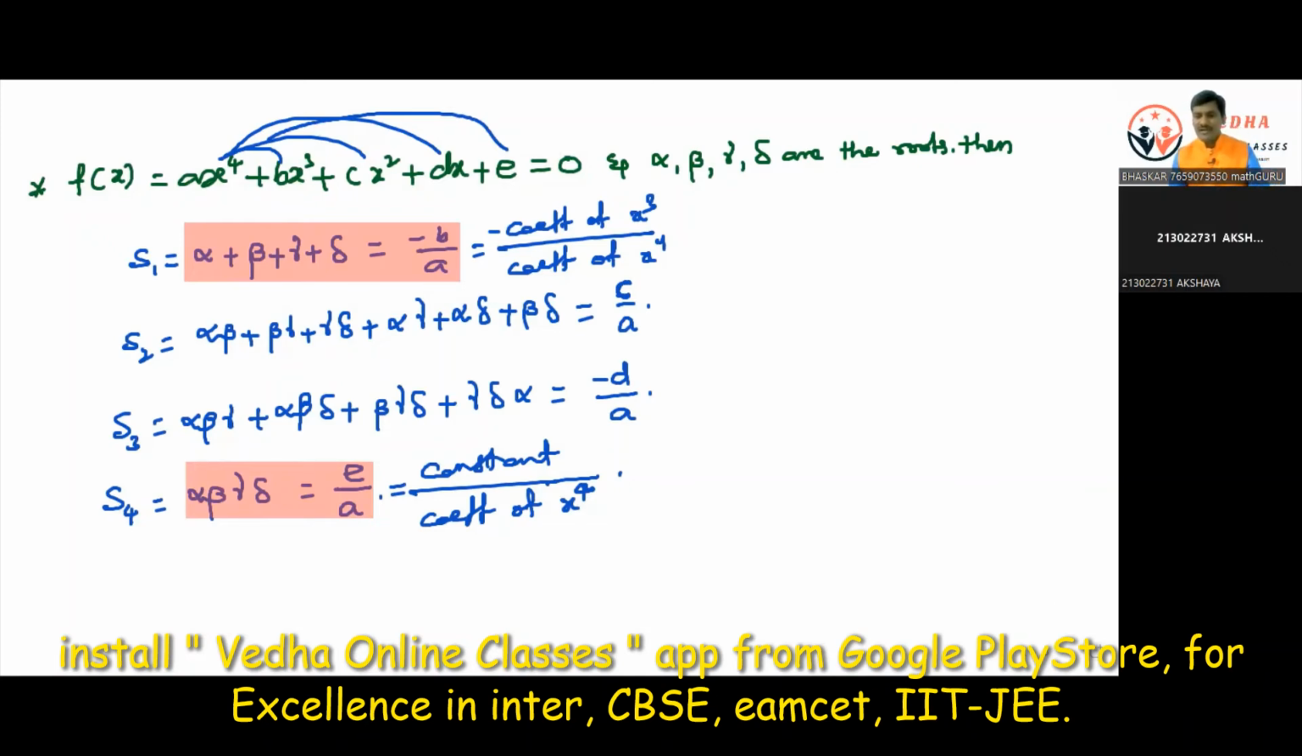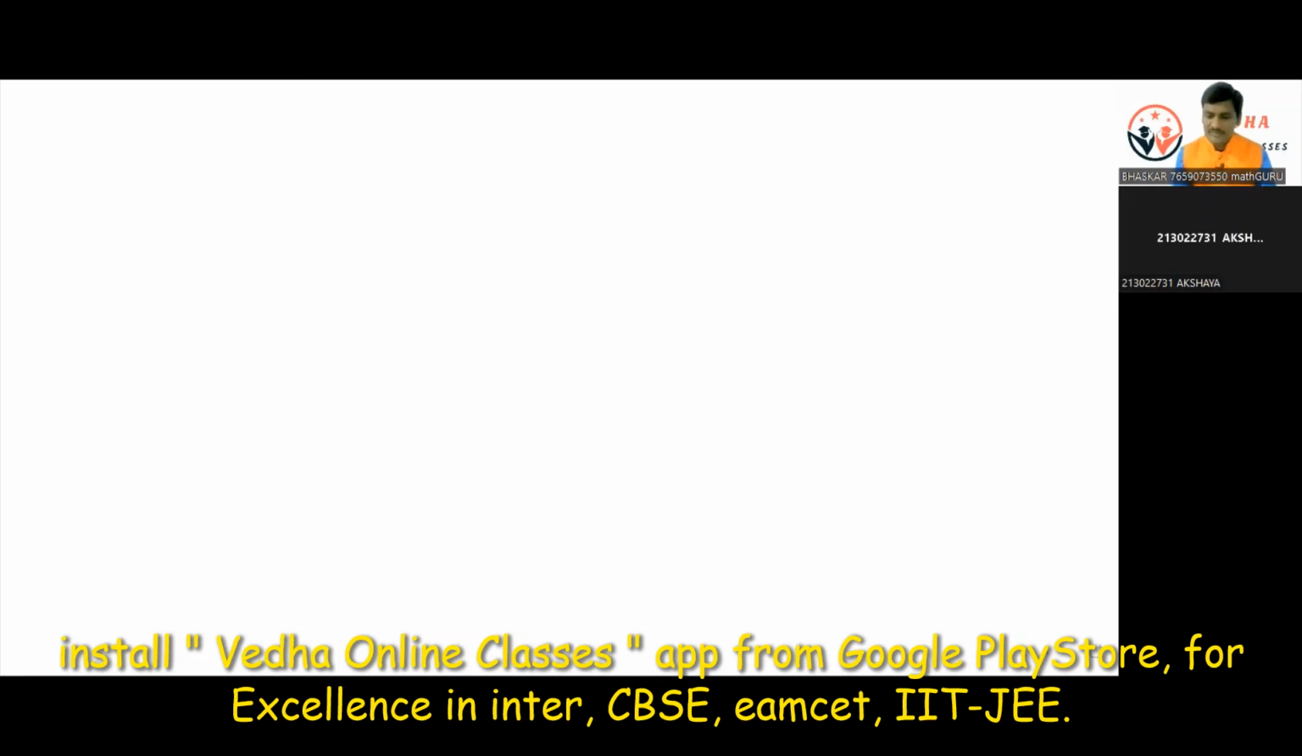What is the formula for a plus b whole square? A square plus b square minus 2ab.